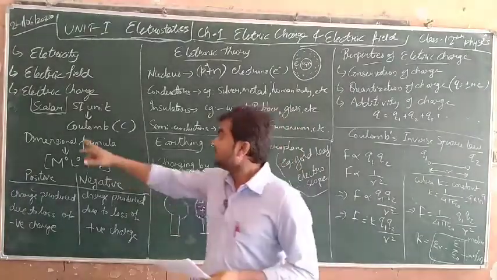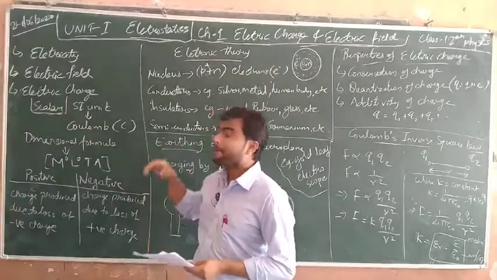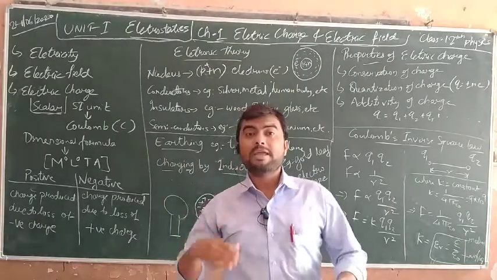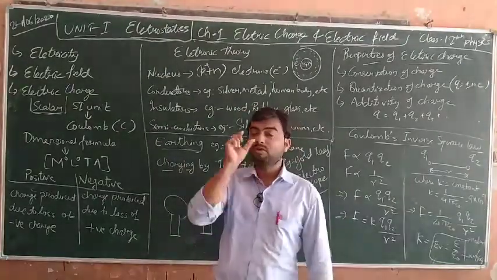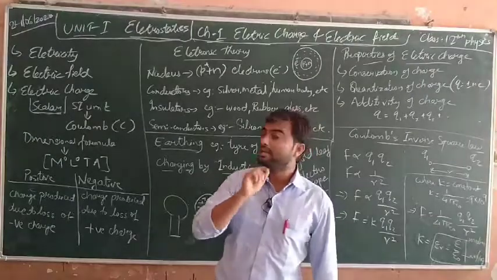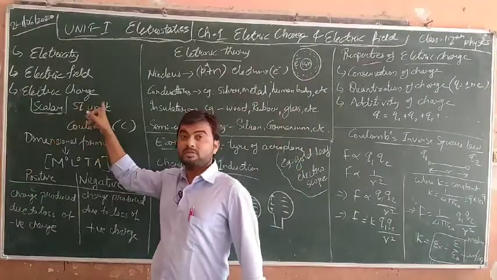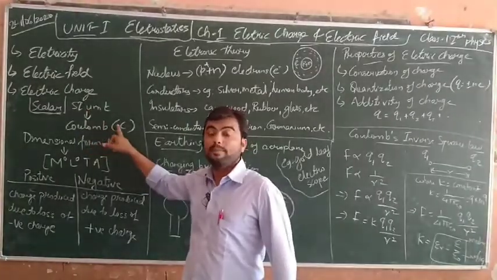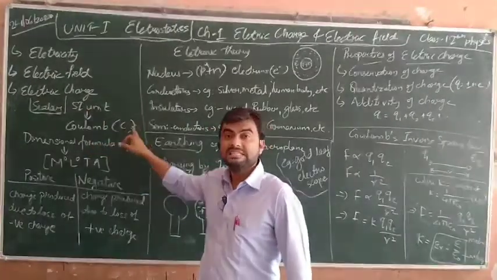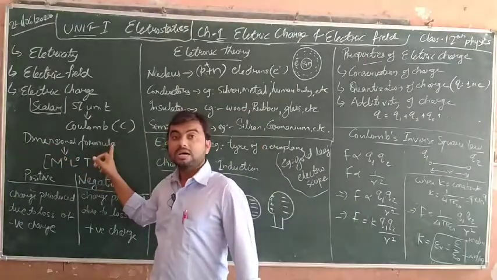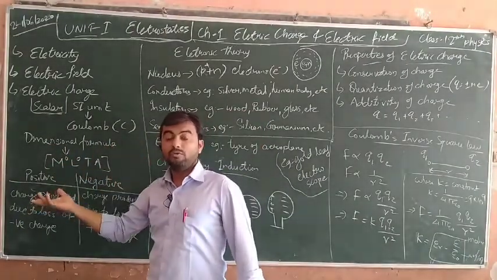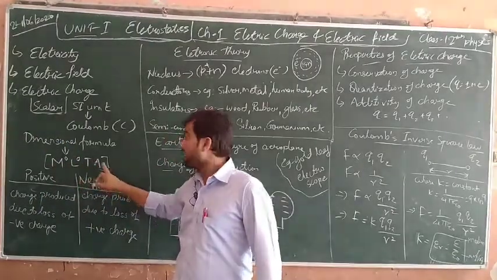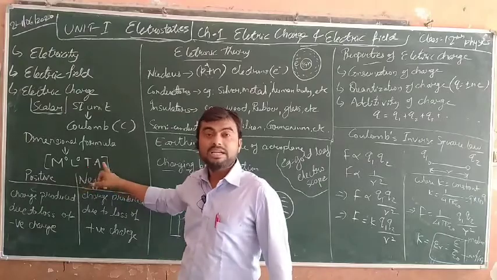Now, it is a scalar quantity. Scalar quantities, as we discussed in class 11, are those which have only magnitude but no direction. So it has only some magnitude, a single value, and it has an SI unit. The SI unit is coulomb, denoted by C. Its dimension formula, I will explain later, is M0L0TA. T stands for time, and A stands for current, ampere.